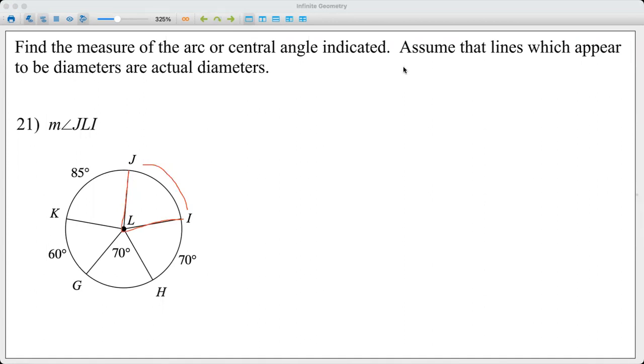But notice, I do in fact have this arc, which is 85, this arc, which is 60, this arc, well, the central angle is 70, so that's 70, and this arc right here is 70. So if I added up all of those angles, that would be 85 plus 60 plus 70 plus another 70. That gives me 285, and if I subtract that from 360, I get 75 degrees. So that's going to equal 75 degrees.